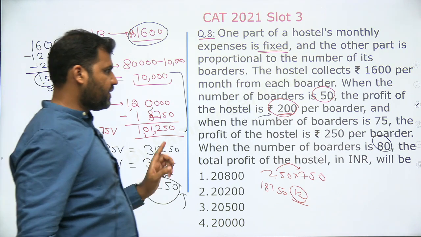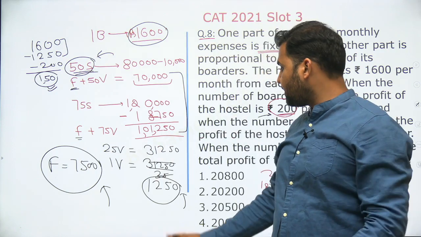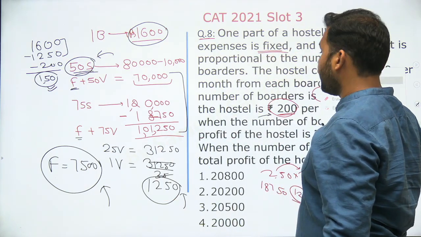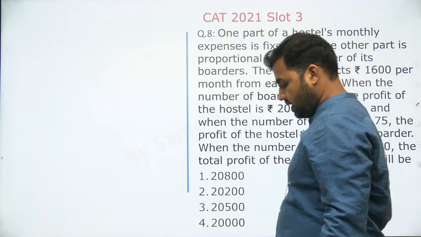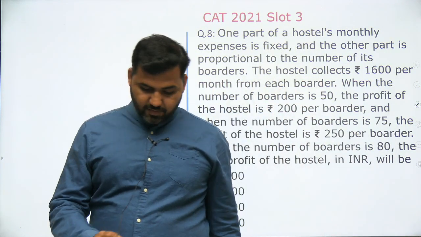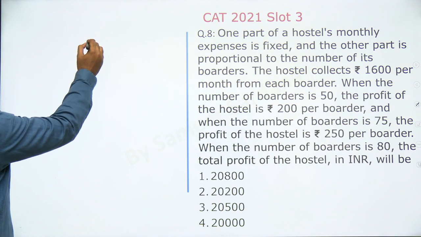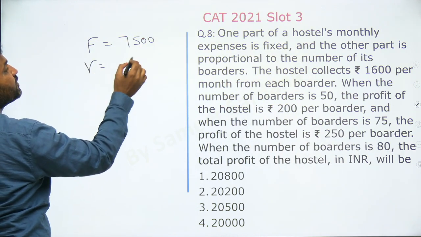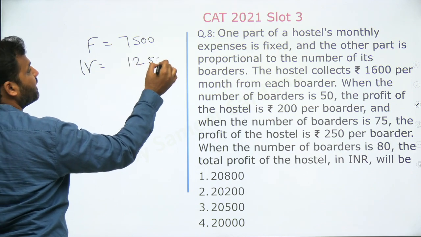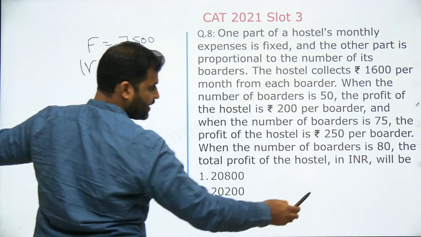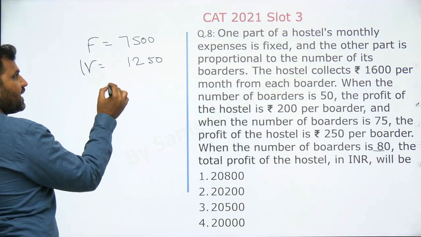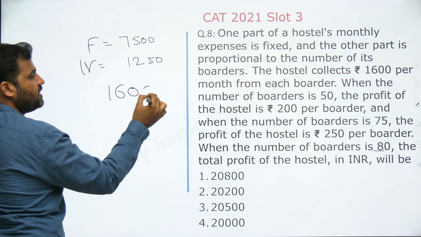Fixed expense is 7,500, per student variable expense is 1,250. Right? This is what will help us in finding the complete answer. Fixed expense is 7,500 total. Variable expense per student is 1,250. Now the question says when there are total 80 students, what will be your profit? So guys, your collection per student will be 1,600, right?